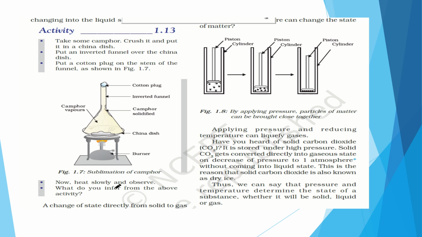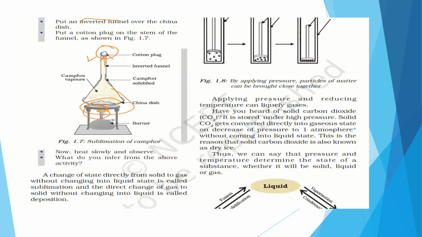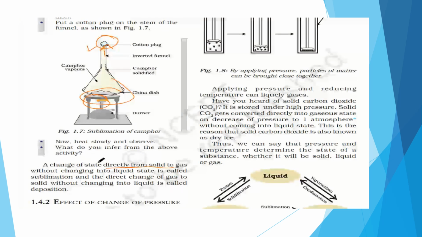So let's start today with the activity: take a camphor in a china dish. We are crushing and taking the camphor in this china dish, and we are placing an inverted funnel on top of that. We are plugging cotton on the top of the inverted funnel so that the air should not get out from the funnel, and now it's being heated slowly by Bunsen burner. So what is happening here? Let us see the change of state directly from solid to gas. So it is changing from solid directly to gas without changing into liquid state, which is called sublimation.